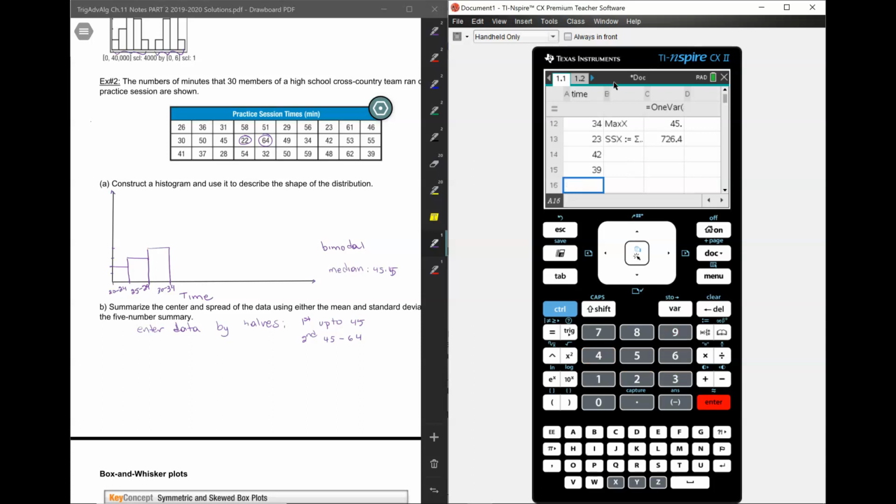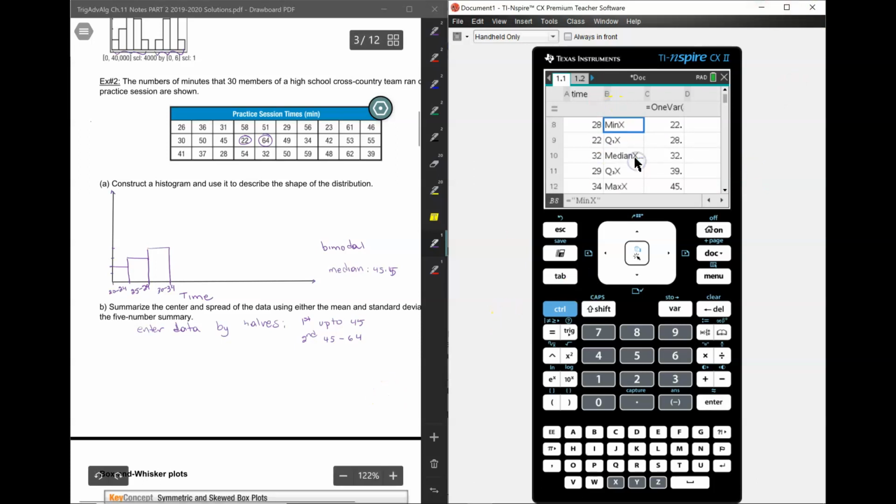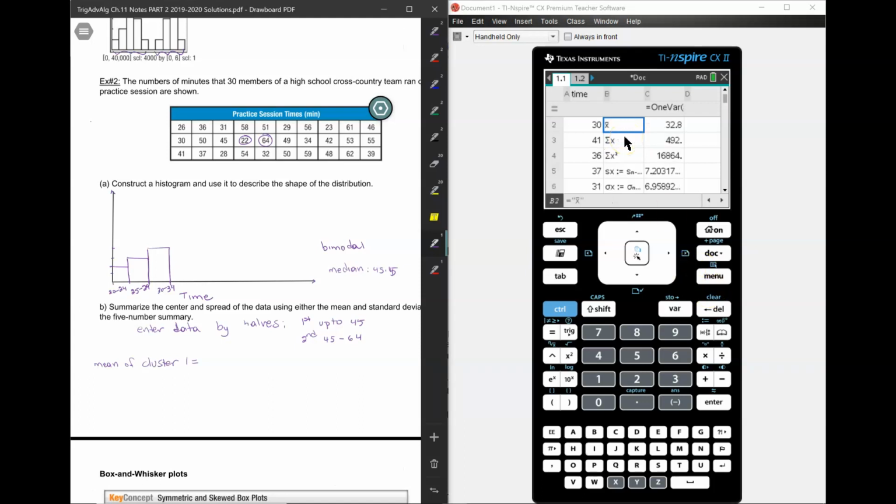Okay, so now that the 2 clusters were symmetric, remember we have to use mean and standard deviation. So you say the mean of cluster 1 equals, what's the mean? 32.8. And then the standard deviation is 7.2.